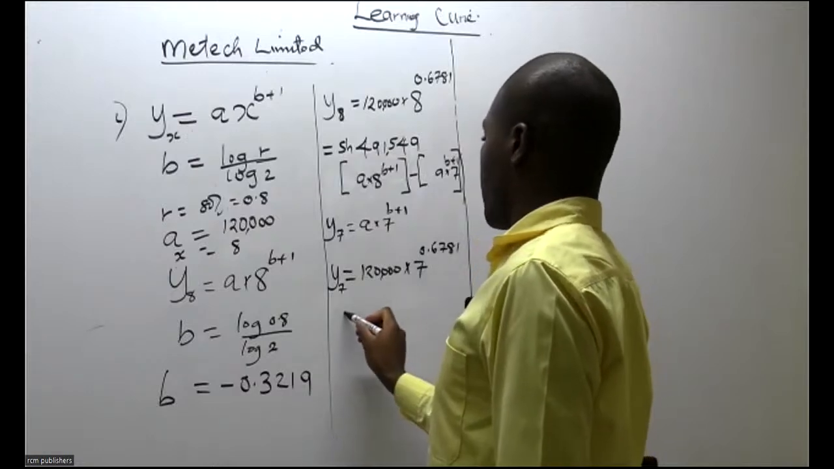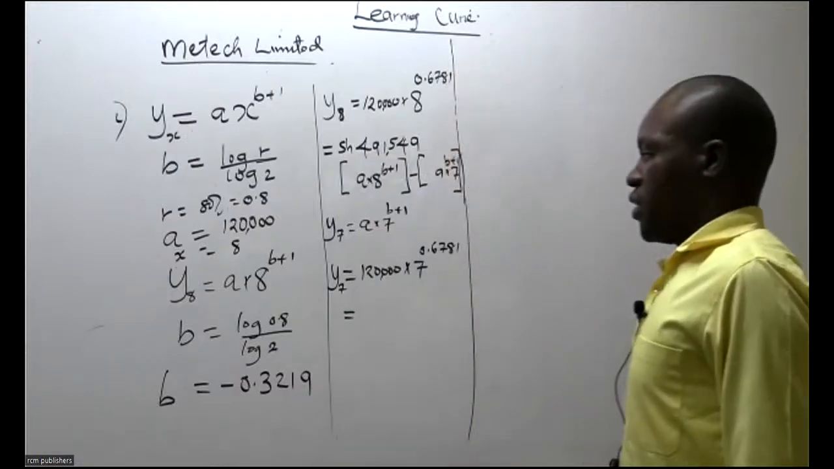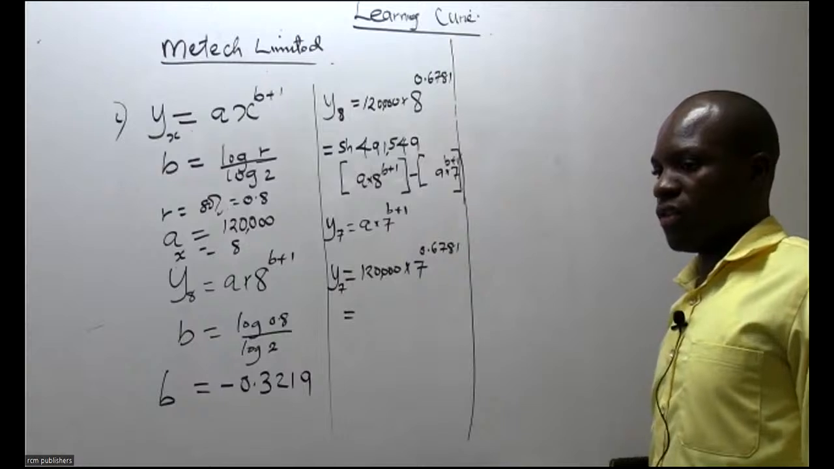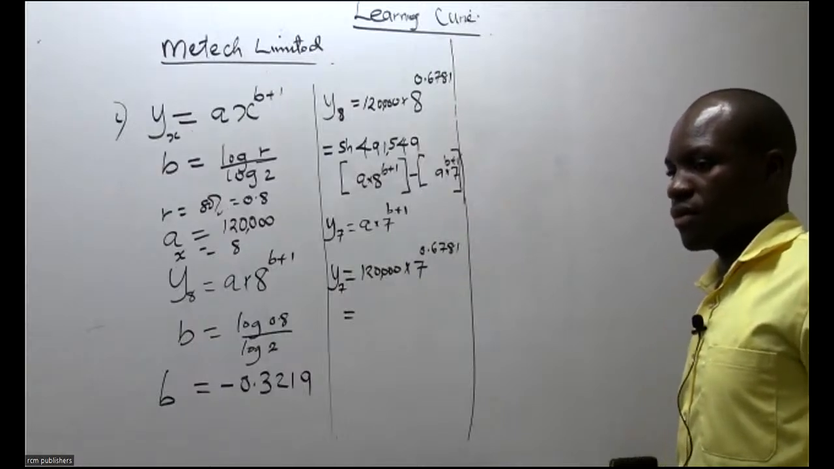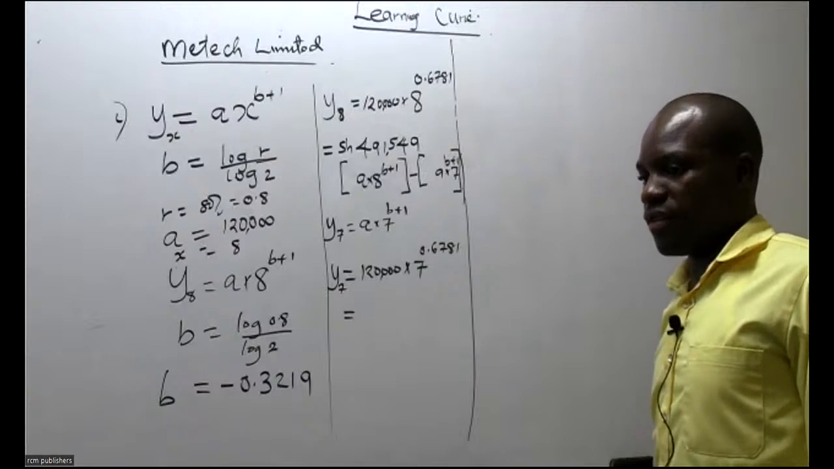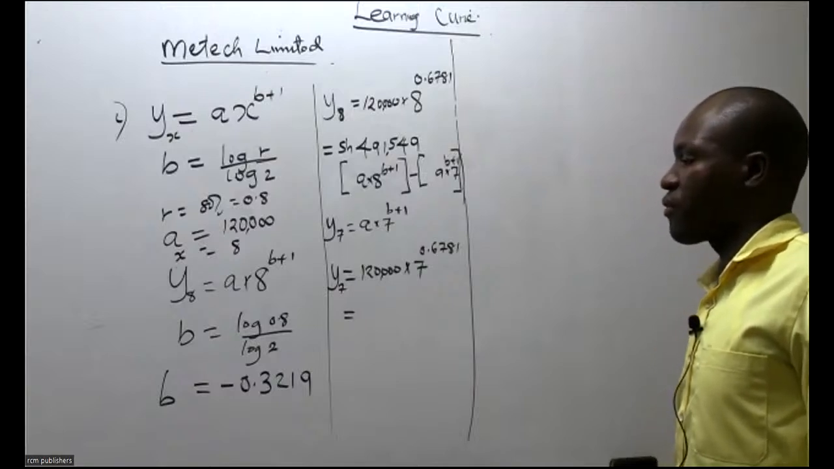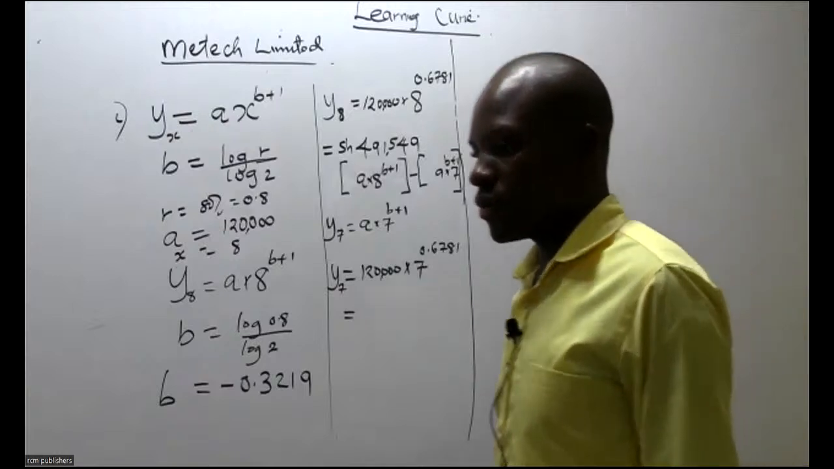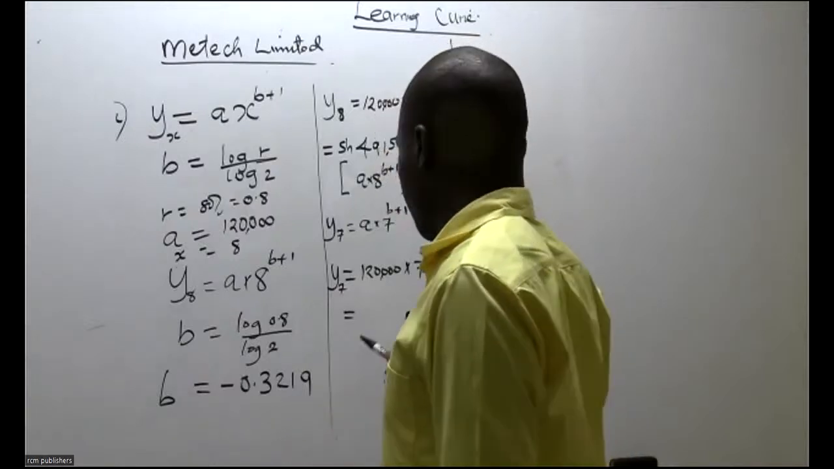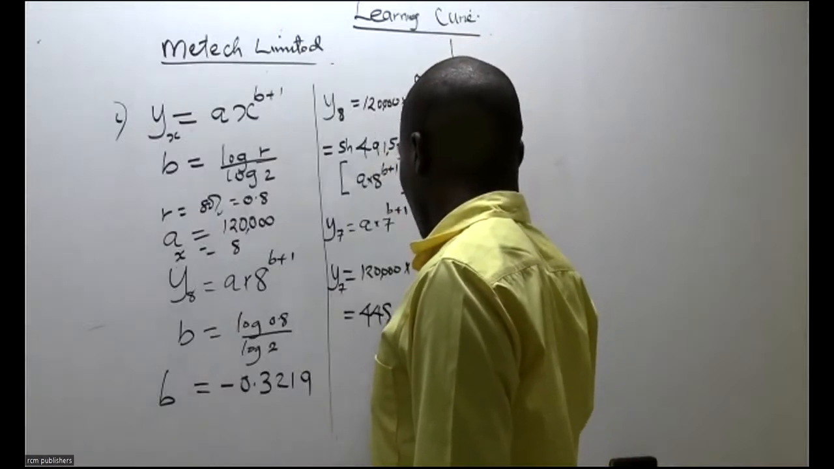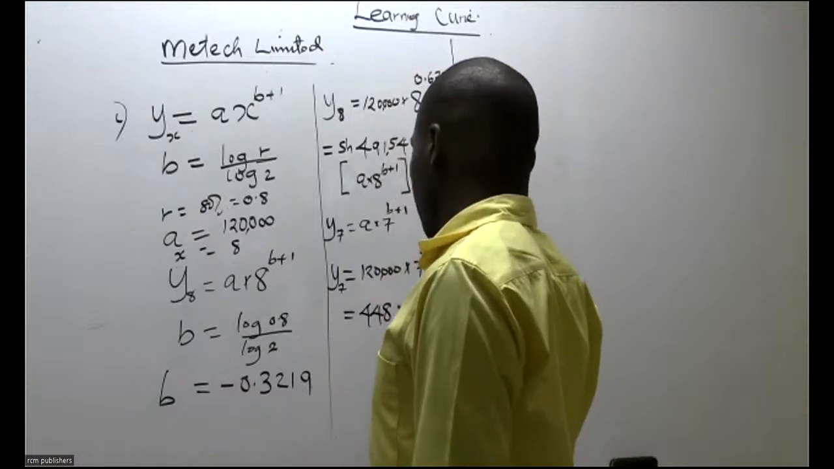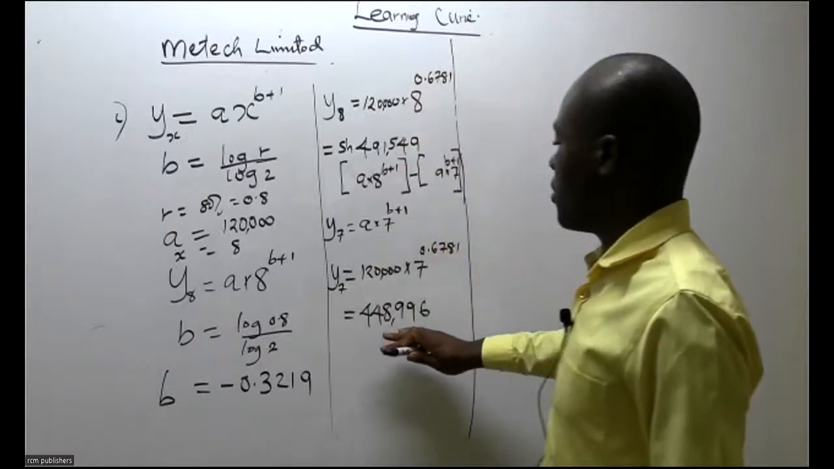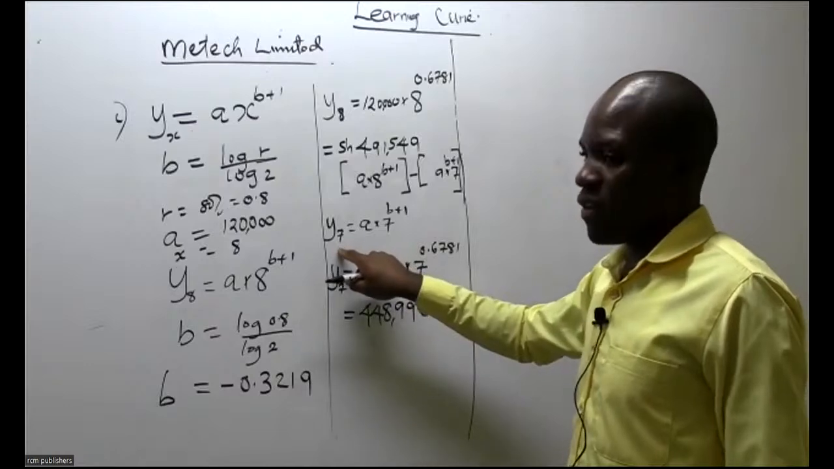0.6781. Then somebody should be able to give me the total for the first 7 batches. 448,996. So this is the total amount you are going to incur to produce the first 7 batches.